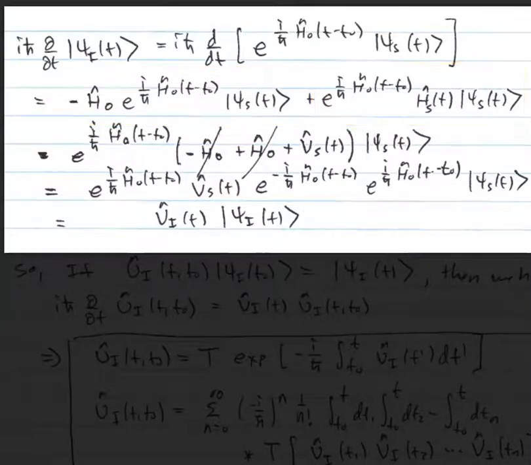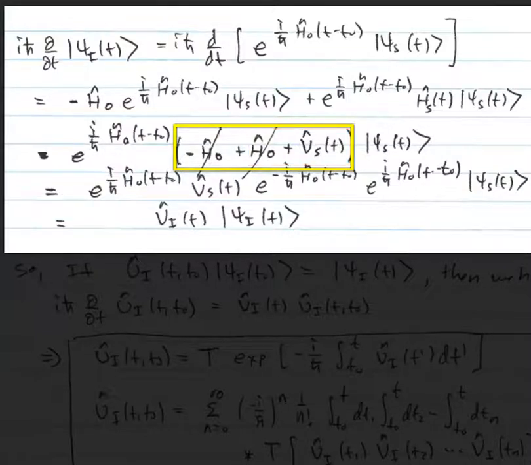Now, because the H0 commutes with e to the i over h bar H0 times (t minus t0), I can bring that to the right-hand side. It has a minus sign in front of it, and it's going to cancel the H0 that I get from H Schrodinger of t, which, let me remind you, was H0 plus V Schrodinger of t.